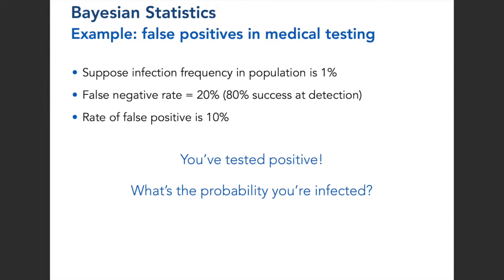So this test has a false negative rate of 20%. In other words, it has an 80% success rate at detection. And it also has a false positive rate of 10%. So 10% of the time, people who are not infected will actually give a positive test result. So let's say that you've tested positive. Now you want to know, what's the probability that you're infected?